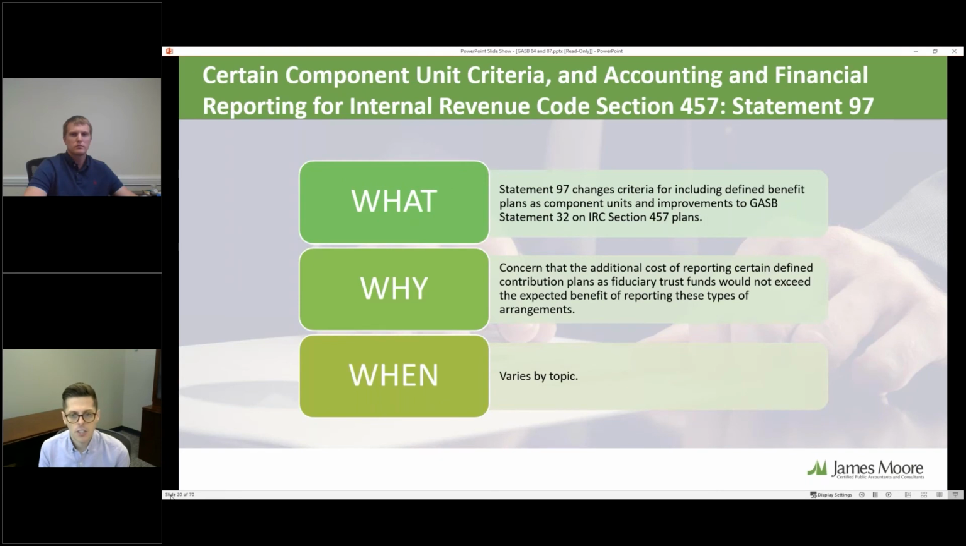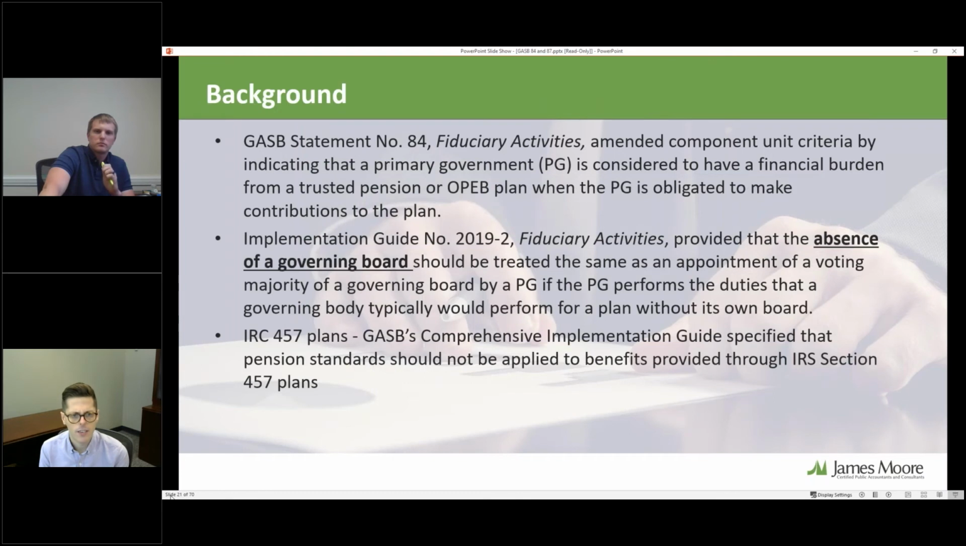And so Statement 97 changes the criteria for including defined benefit plans as component units. It addresses the concern that the additional costs of reporting defined contribution plans as fiduciary trust funds would not exceed the expected benefit of reporting, and it's going to vary by topic. There are several different tiers of how this is applied, with the 457 effects being immediate. So if we go to the next slide.